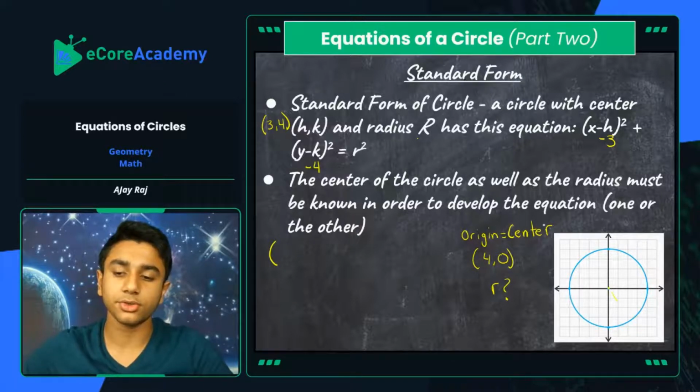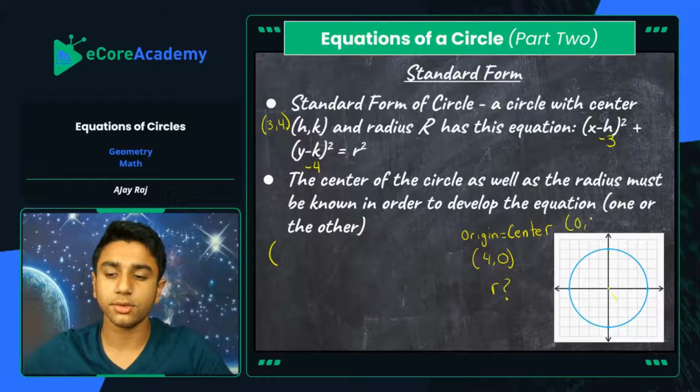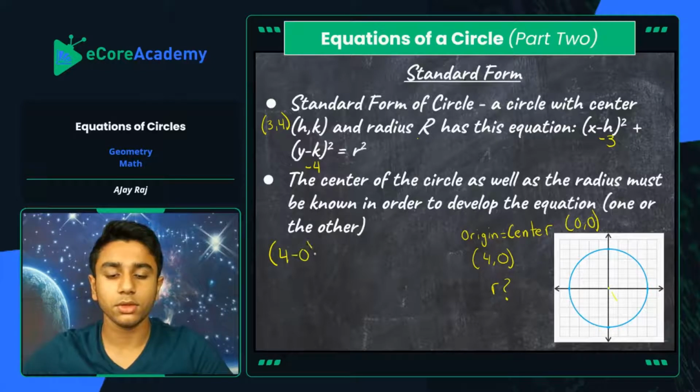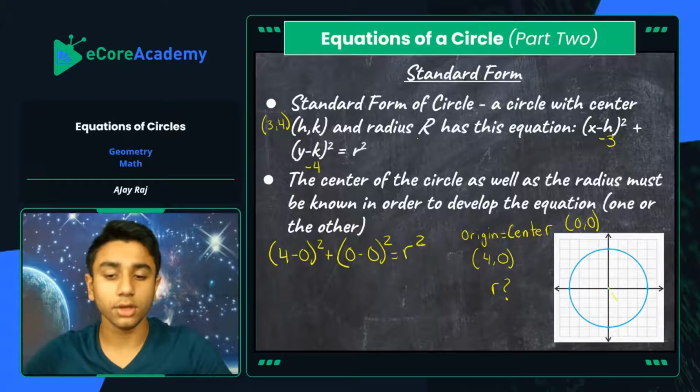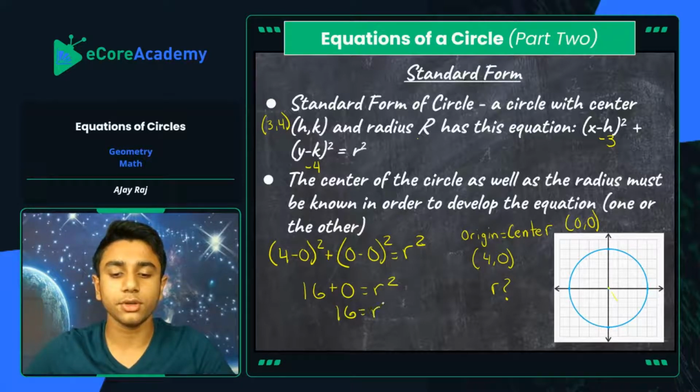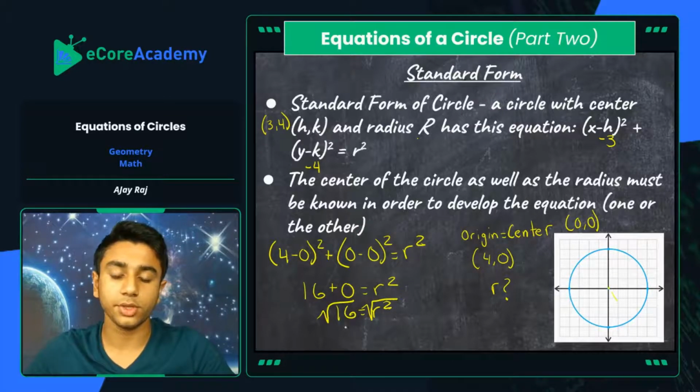So we know that our center, or origin, is going to be (0, 0). So we have our x value is 4, so it's going to be (4 minus 0) squared plus (0 minus 0) squared, because that's our y value, and that equals r squared. Now we're going to multiply this out, and we get 4 squared equals 16, plus 0 equals r squared. 16 equals r squared. We're going to square root both sides, but we know that 16 is already a perfect square, so it's going to be 4. So r equals 4, radius equals 4.